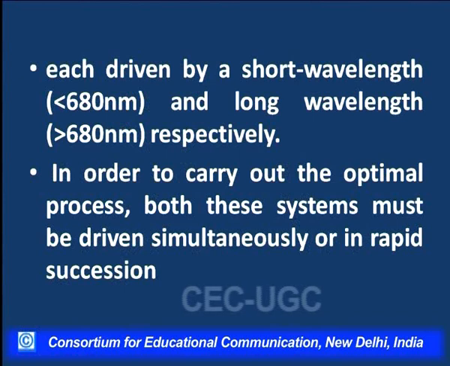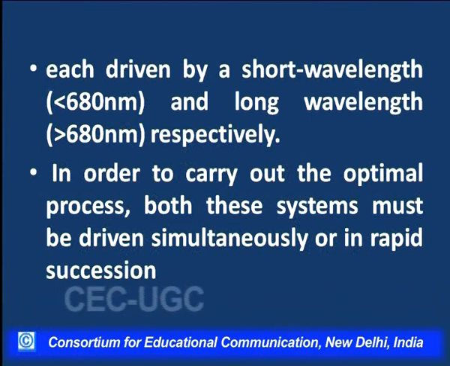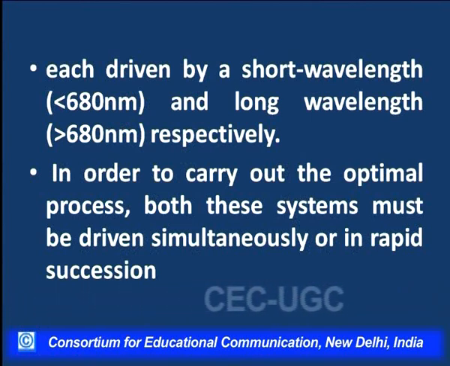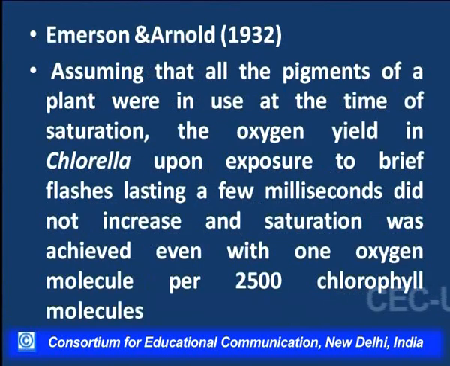These two photosystems are the ones where one is driven by a short wavelength less than 680, which means a high energy one, and the other by a long wavelength. So in order to ensure that photosynthesis takes place optimally, both these systems have to be driven simultaneously, or at least in rapid succession. So till now we have made one thing very clear: there are two photosystems.